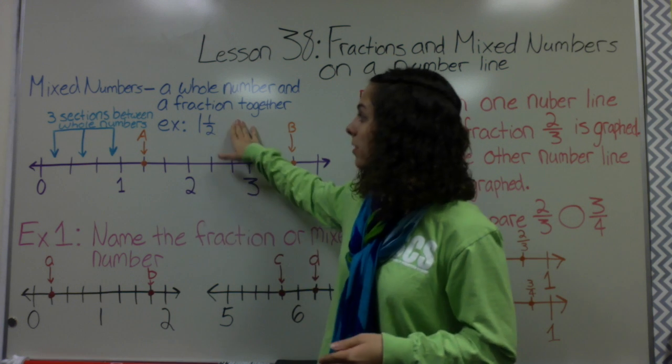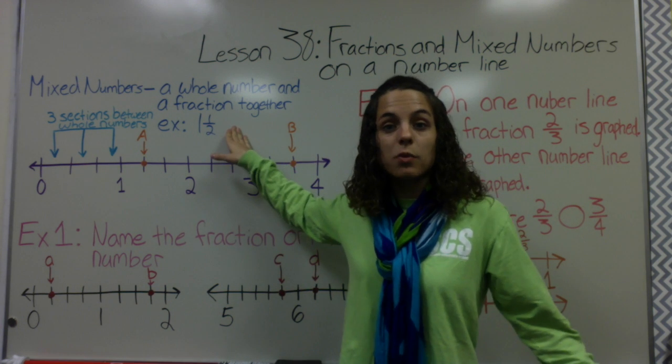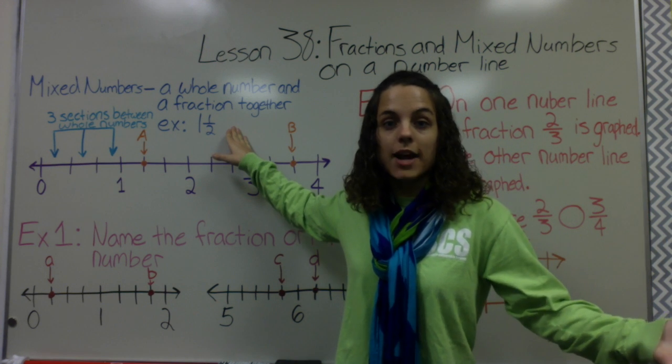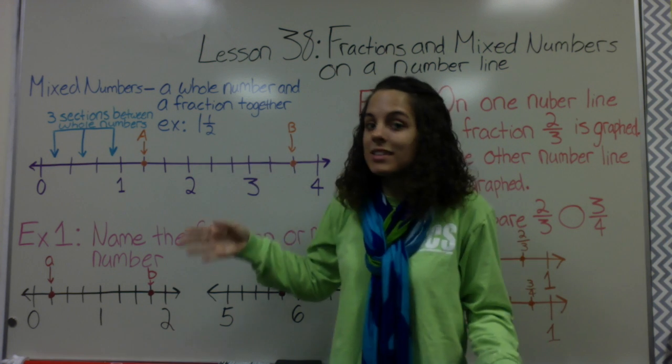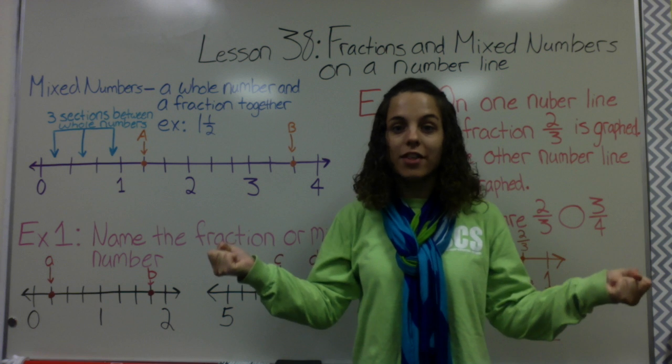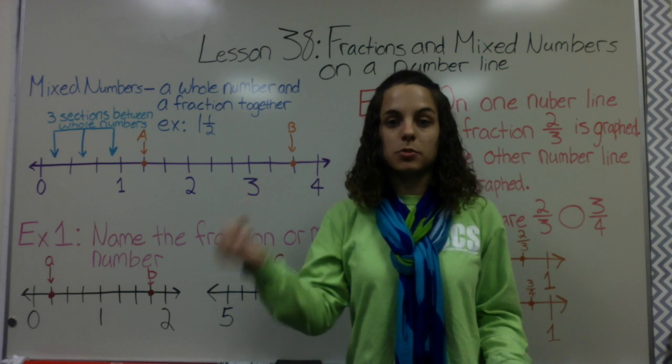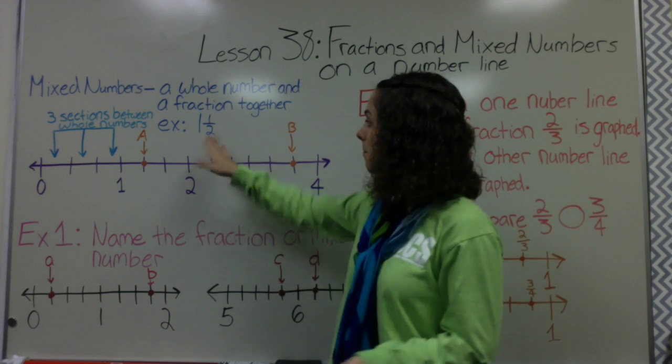Now, first of all, the important thing is a mixed number. I've used this before. When we write quotients as mixed numbers, you learned that in 4th grade. A mixed number is a mix, or it's a whole number and a fraction together. So I usually think if you have a mixed number, you have a mix between a whole number and a fraction. For example, 1.5.